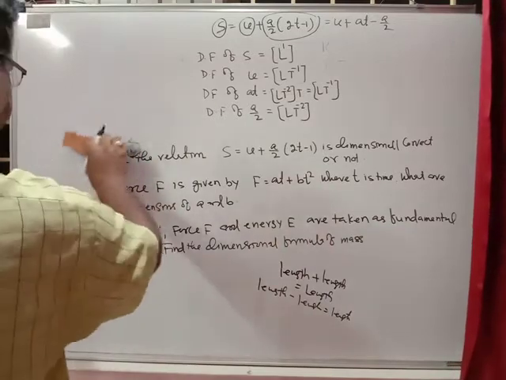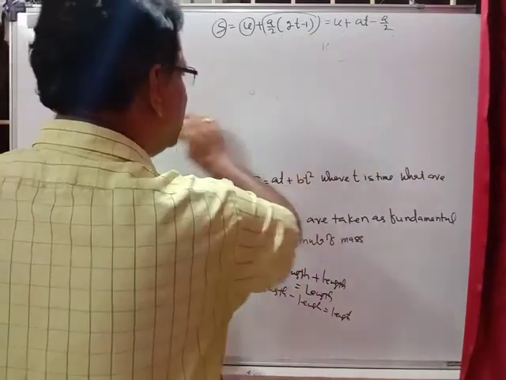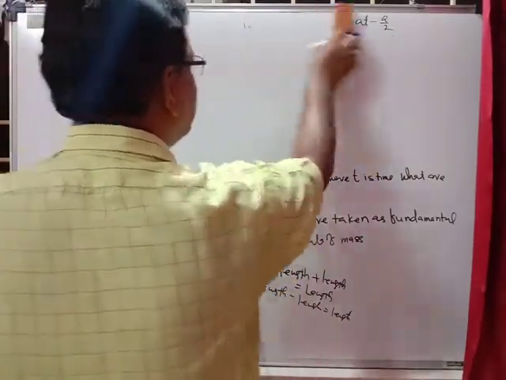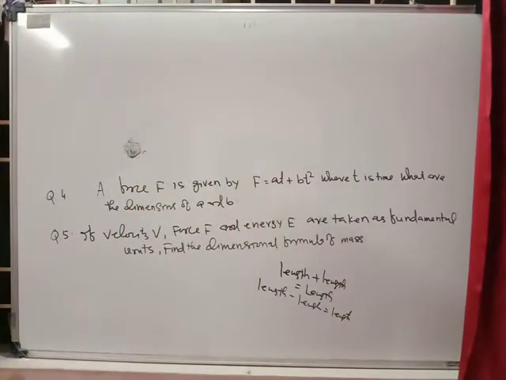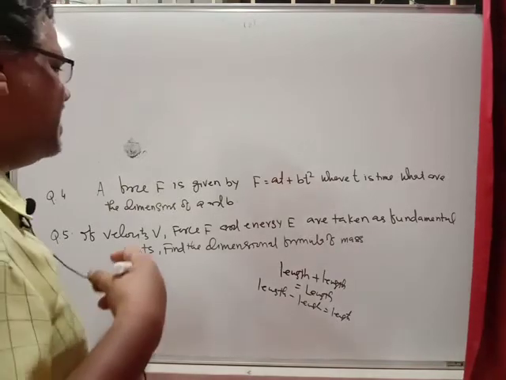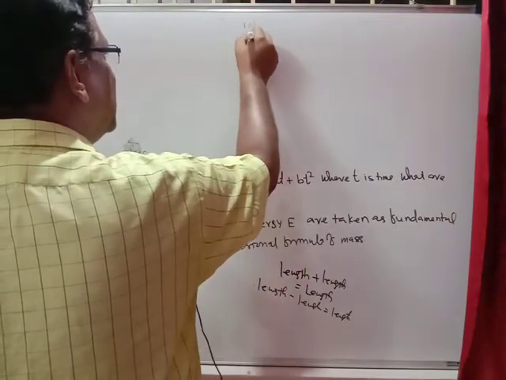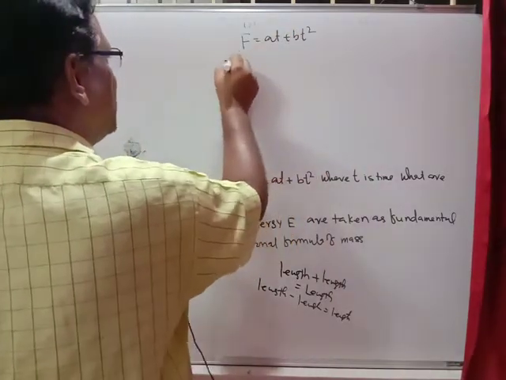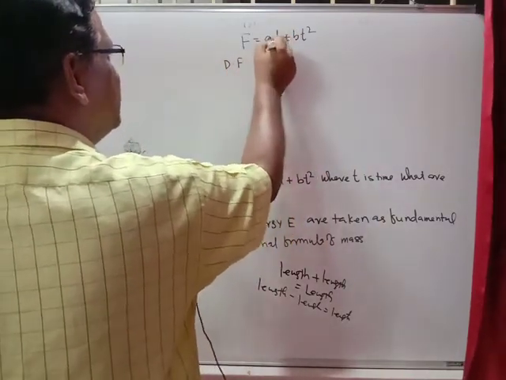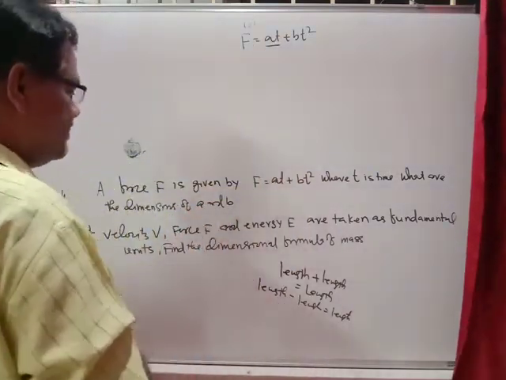Question number 3, what is it telling? A force F is given by F equal to AT plus BT square, where T is time. What are the dimensions of A and B? In the same manner you can do it. F equal to AT plus BT square. The question is asking to find the dimensional formula of A and B.